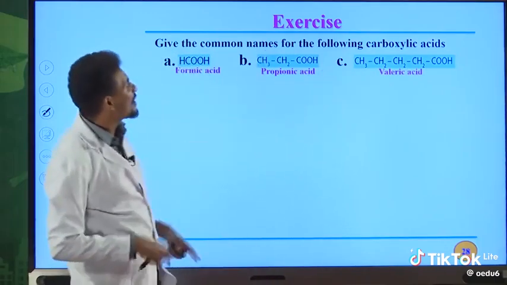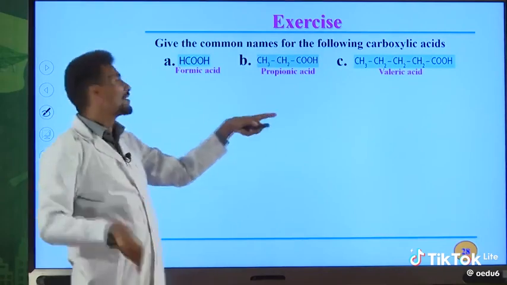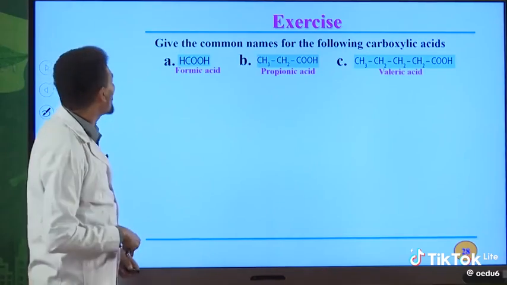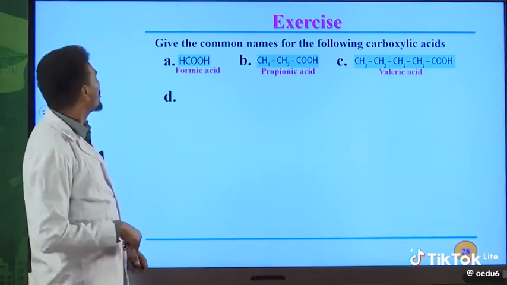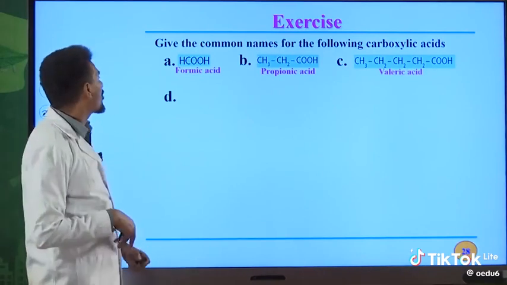Its IUPAC name is pentanoic acid. The IUPAC name for this compound is propanoic acid. The IUPAC name for this organic compound that contains 1 carbon atom is methanoic acid. So you can easily name their IUPAC name as well as their common name.